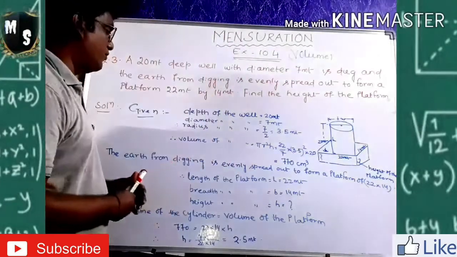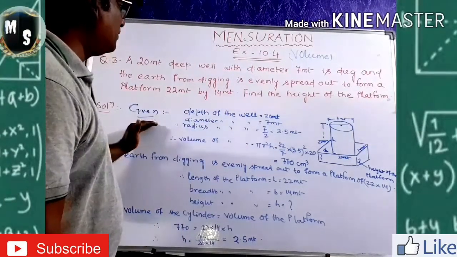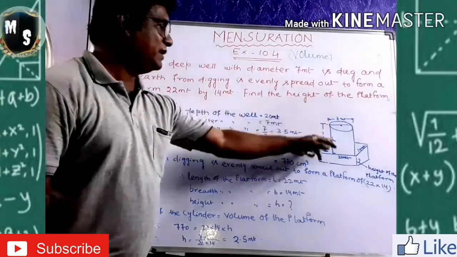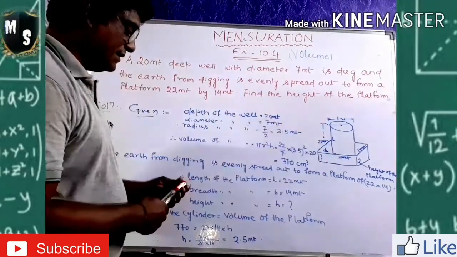Now see how I am doing it. What is the first given for you? It is the cylinder. What is that? Depth of the well. What is the well? 20 meter depth. That is the height.